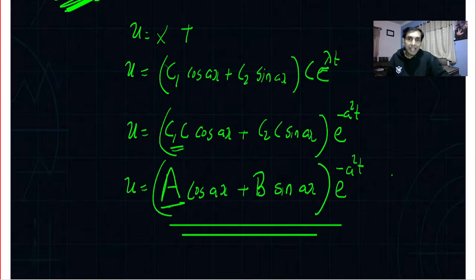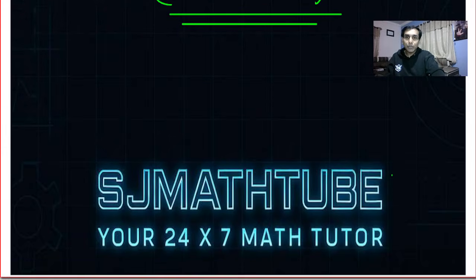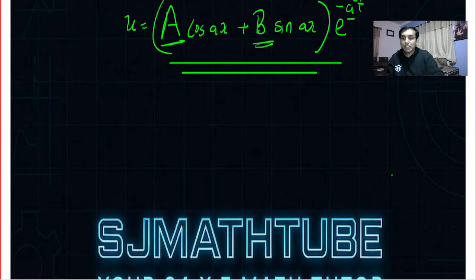I have to find A, I have to find B, I have to find all the arbitrary constants. So let's start. What I'm going to do is put the conditions one by one. Can you read the first condition? The first condition is u(0, t) is equal to 0.